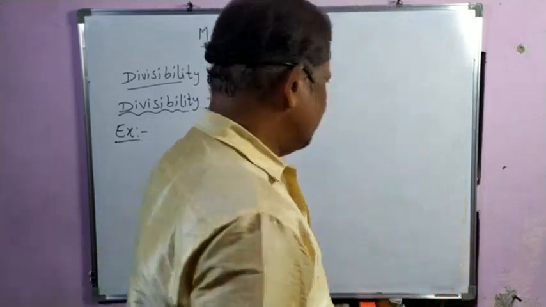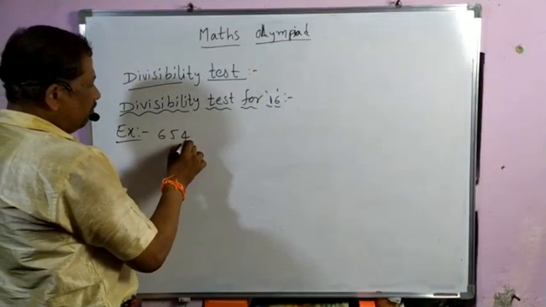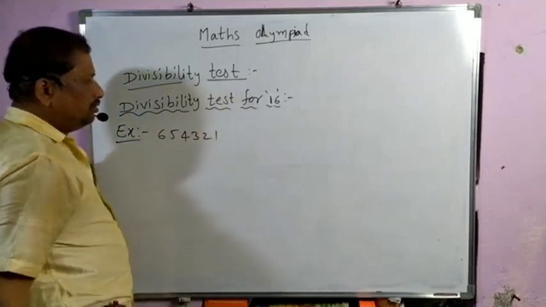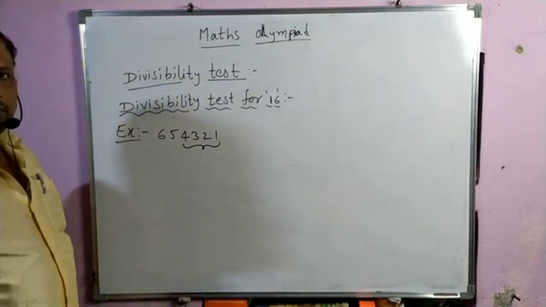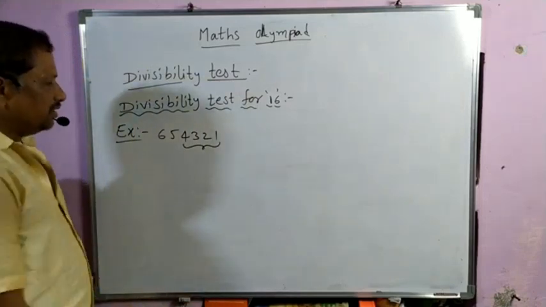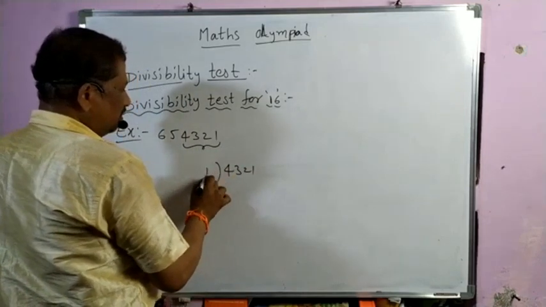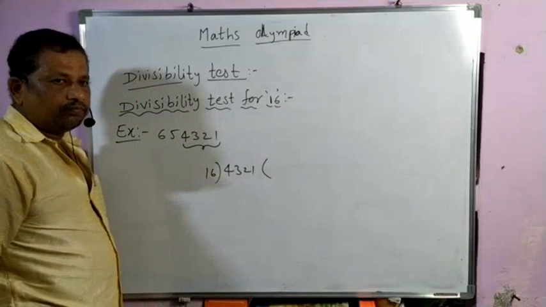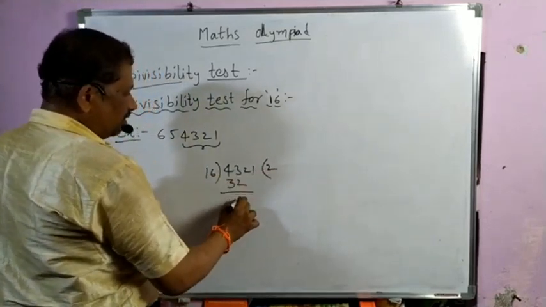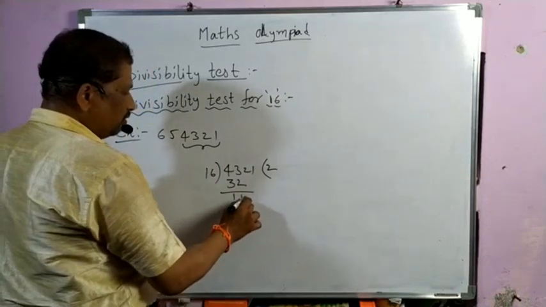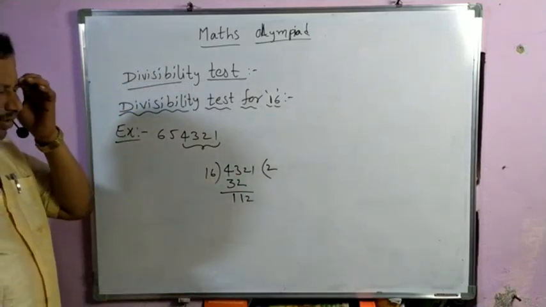Let us see by taking one example. Take 654321. What are the last four digits here? 4, 3, 2, 1. Let us check whether these four digits are divisible by 16 or not. So 4321 divided by 16. 16 twos are 32. What remains here? 112. Again we have to divide 112.